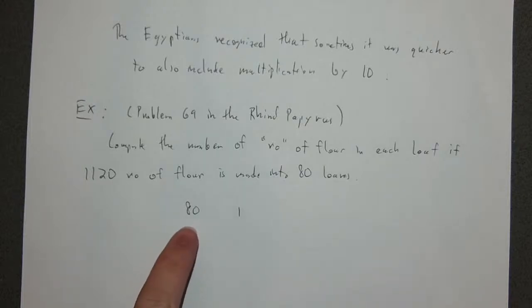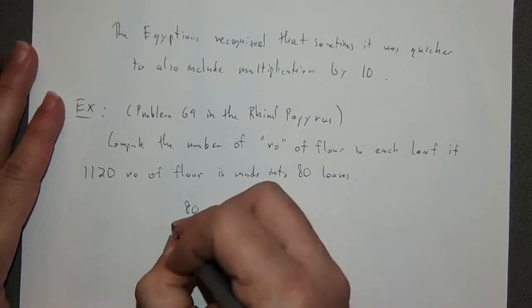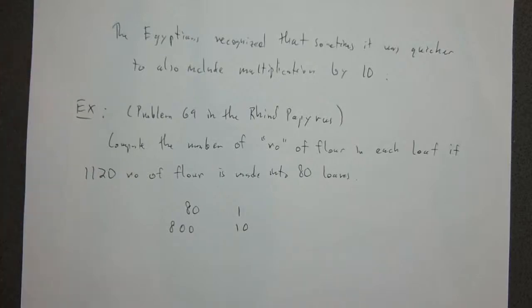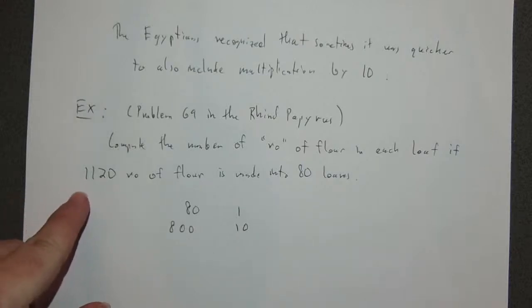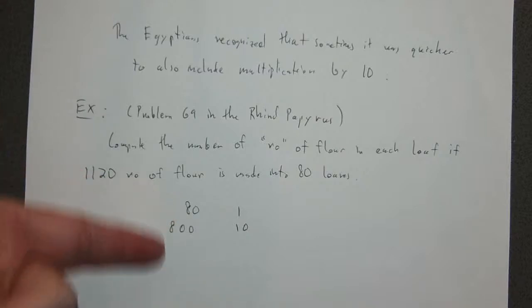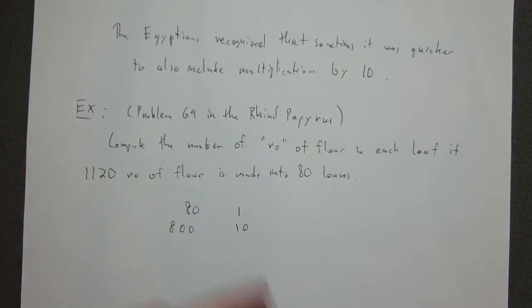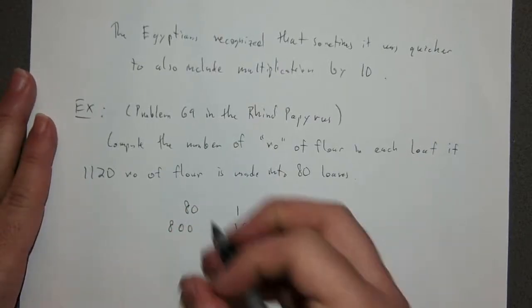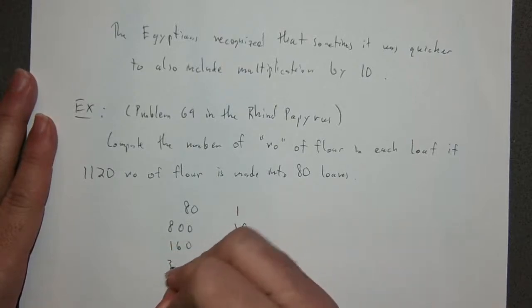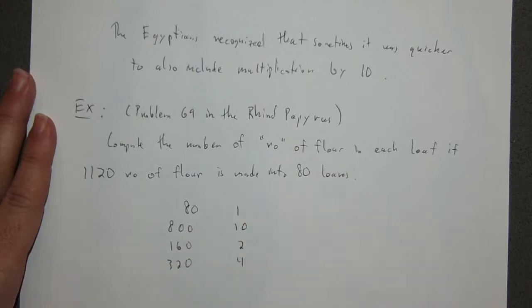that I could multiply 80 by 10. That's an easy thing to do. So I would get 800, and that's 80 multiplied by 10. And if I were to subtract 800 from 1,120, I'd be left with 320. But 320 is going to be one of these doubling things that I get from doubling 80 twice. So to see that, 80 doubled once is 160, and doubled again is 320.